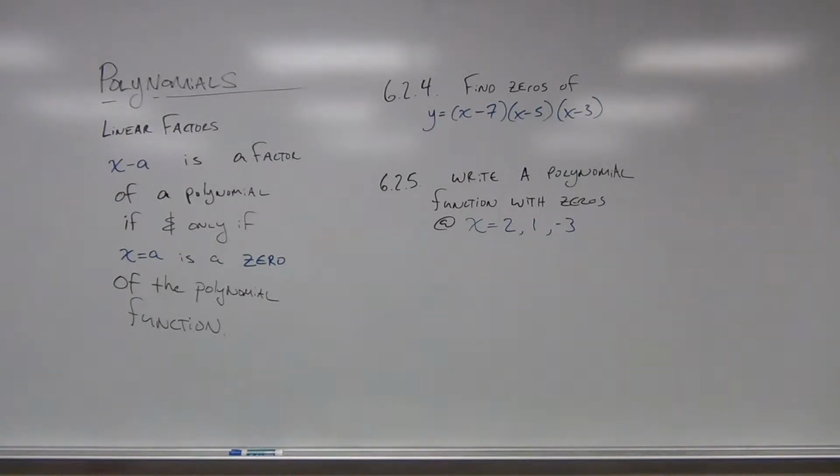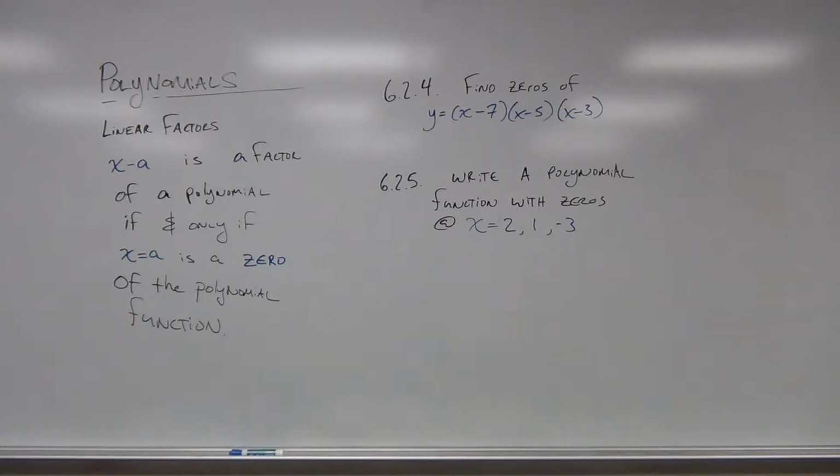So what that means here, the if and only if, this is a biconditional statement that's actually been rewritten as one statement. What this tells you is if x minus a is a factor of a polynomial, then x equals a is a zero of that polynomial function. And conversely, if x equals a is a zero of the polynomial function, then x minus a is a factor of that polynomial.